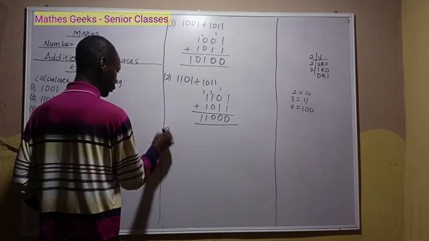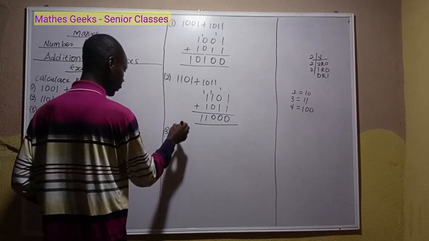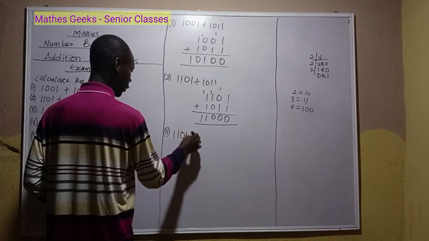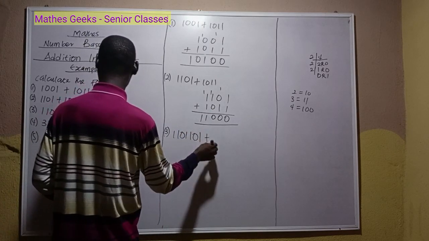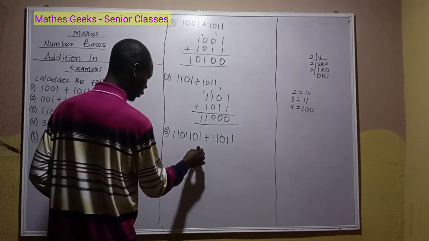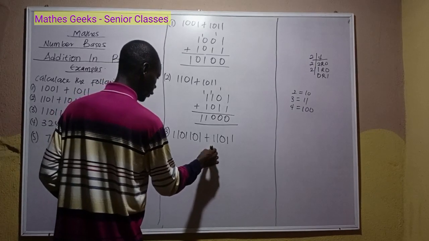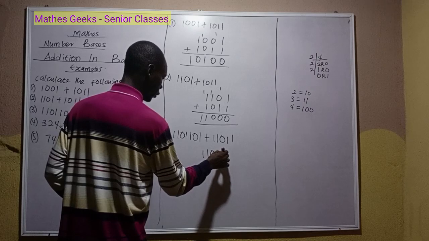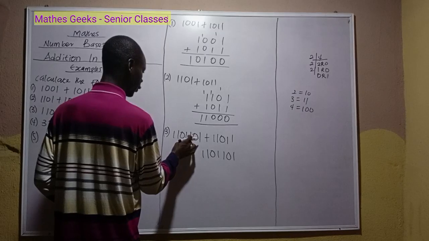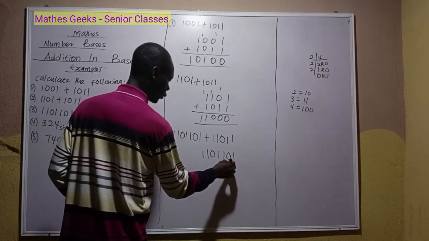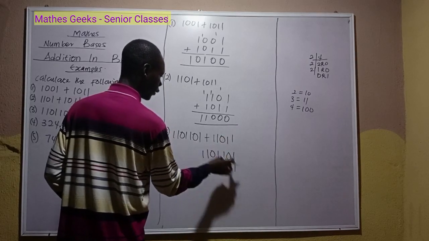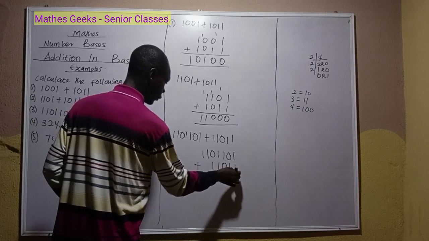And number 3. 1 1 1 1 0 1 plus 1 1 0 1 1. So let's arrange it. So we add. Okay.